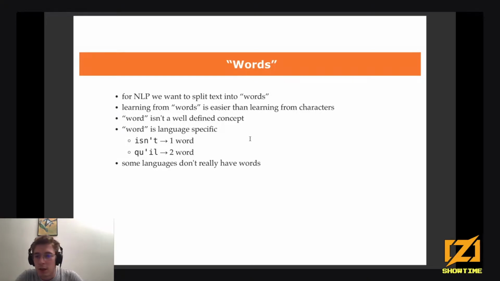But if you look in French, you have this word "qu'il". It is mostly considered as two words, so you can't use the single quote as a word separator. It's not always the case. It's not in English, but it is in French. And also some languages don't really have words. I can mention Turkish or Chinese. In Turkish, it's very common to slap words together and make very long words that you will never find in a dictionary, but they will appear when people speak between them.